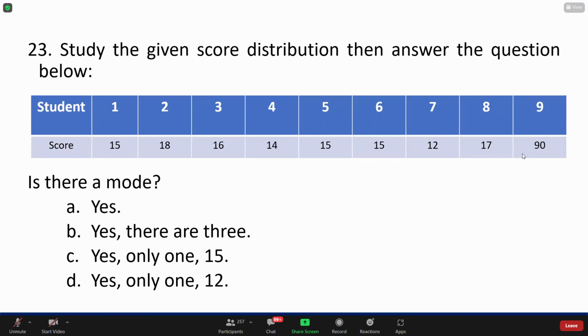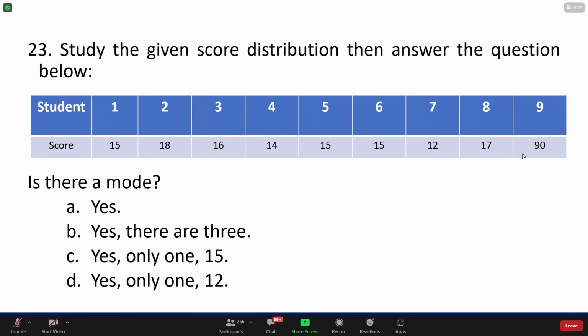Next, number 23. Naval Rico, 23. Answer number 23. Good afternoon po, sir. Good afternoon. Study the given score distribution, then answer the question below. Is there a mode? A, yes. B, yes, there are 3. C, yes, only 15. D, yes, only 12. Letter B po, sir.